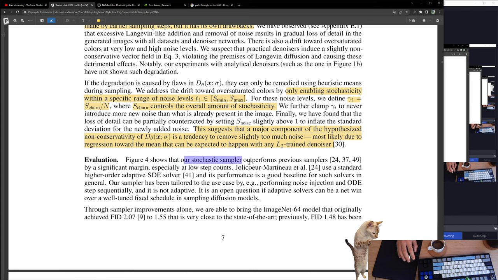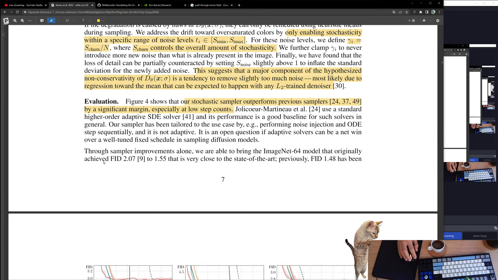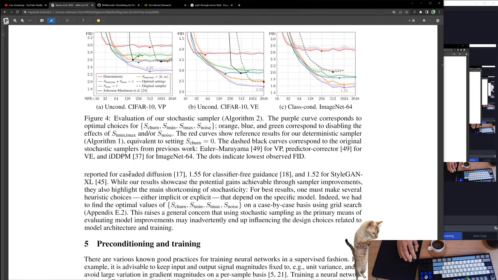Yep, our stochastic sampler outperforms previous samplers, especially at low step counts. Yeah, we had to find optimal values on a case by case basis using grid search. I wonder what they used.